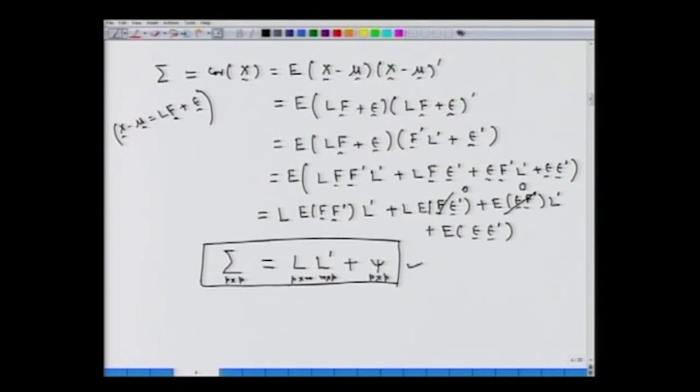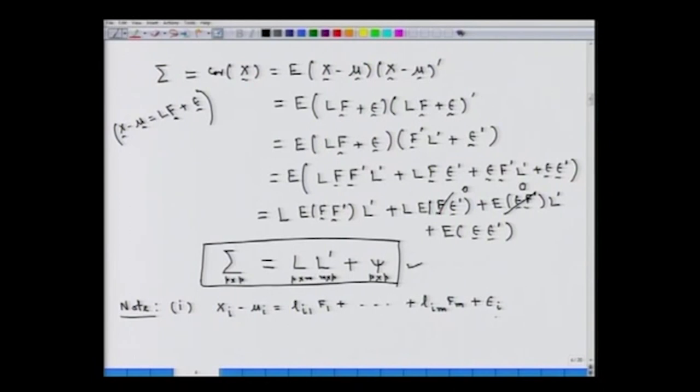Now a few things can be noted from such a relationship. We will first look at those before we proceed further. The first thing we note from this relationship is that x minus mu is Lf plus epsilon. We can look at the ith component here, so we will have xi minus mu i written in terms of the ith row as Li1 F1 plus Li2 F2 and so on. The last one will be Lim Fm, the mth common factor, plus epsilon i. So here epsilon i is the ith specific factor, specific to the ith variable.